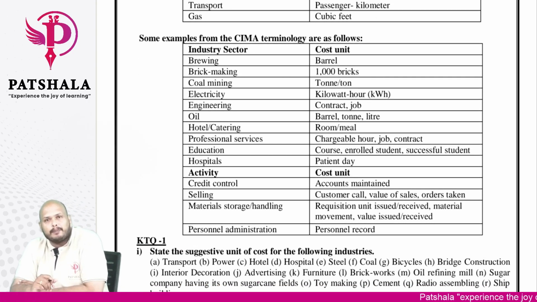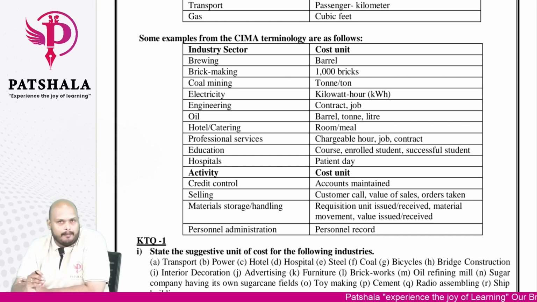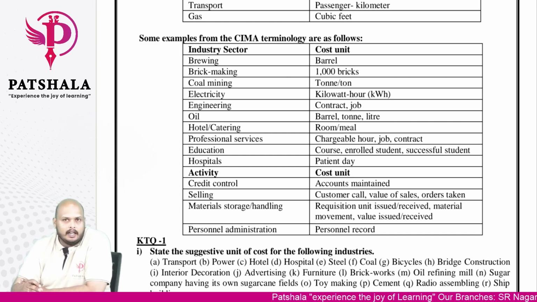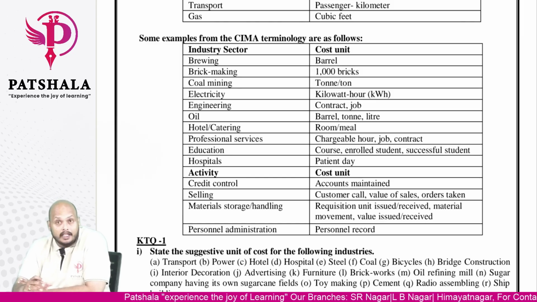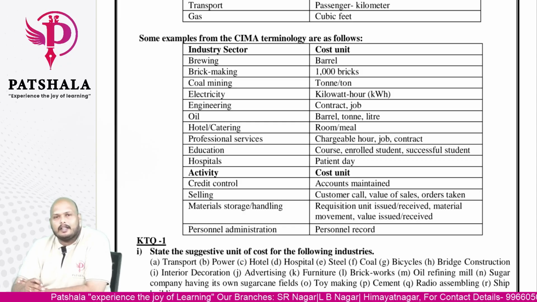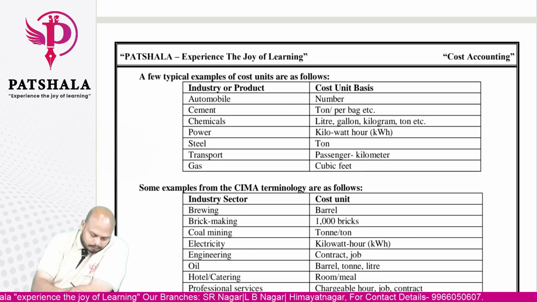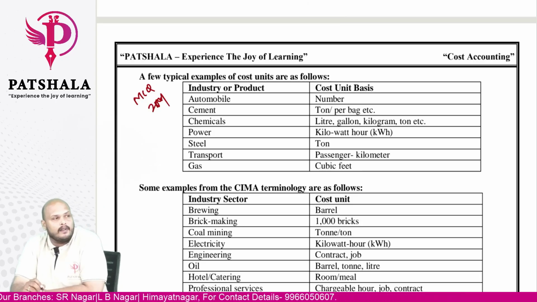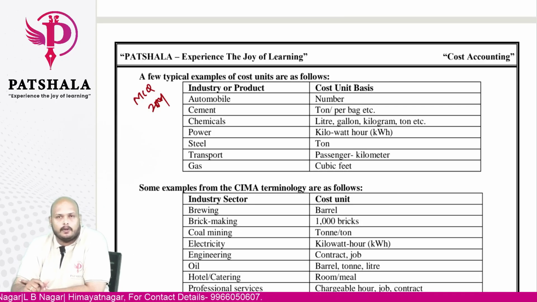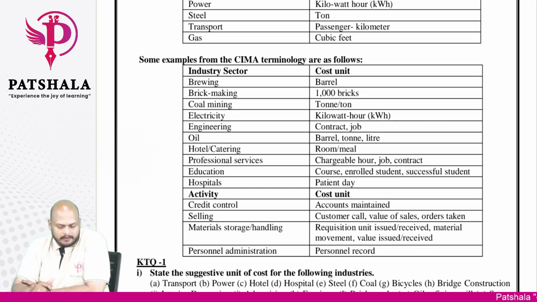Some of the examples have been adopted from our ICMA material also. In our ICMA material, there are a few more examples. Why I am discussing this cost unit in depth is because generally they will ask it as an MCQ question from the examination point of view. In the examination, they will give you a product or an industry and ask you to find out what is the unit of cost measurement used in that industry. Okay, so let us see some of the examples adopted from our ICMA material.